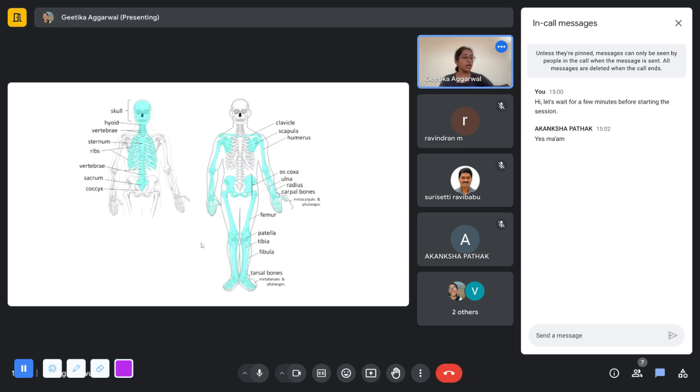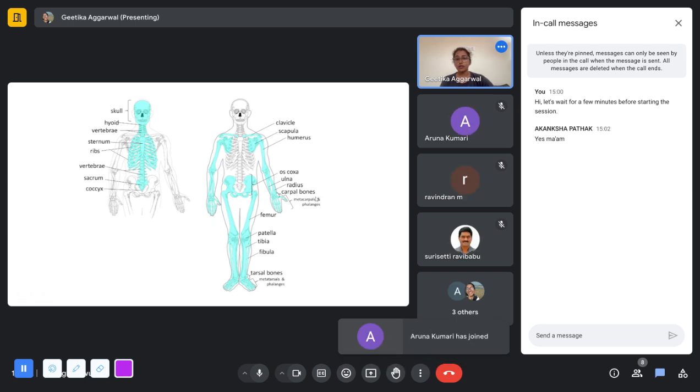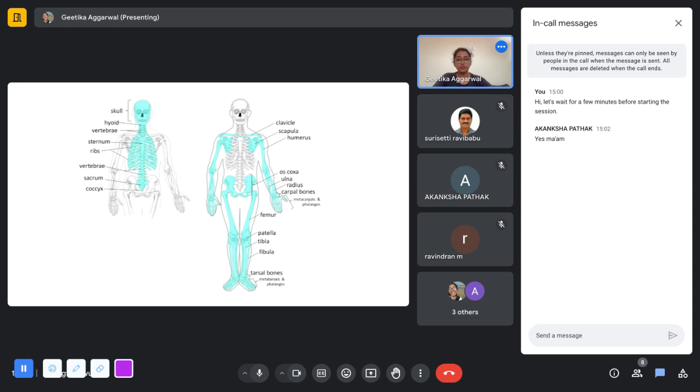So, what do these highlighted regions, what are they classified as? Anyone? Anybody would like to take a guess?